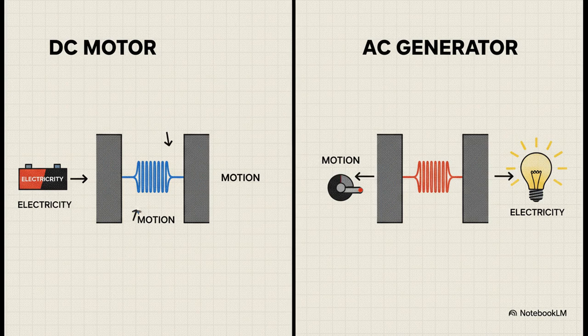So what does this rule help us build? The AC generator. And it is the perfect, beautiful mirror image of a motor. With a motor, we put electricity in to get motion out. With a generator, we do the opposite. We put motion in, we use wind or steam to spin the coil, and we get electricity out.